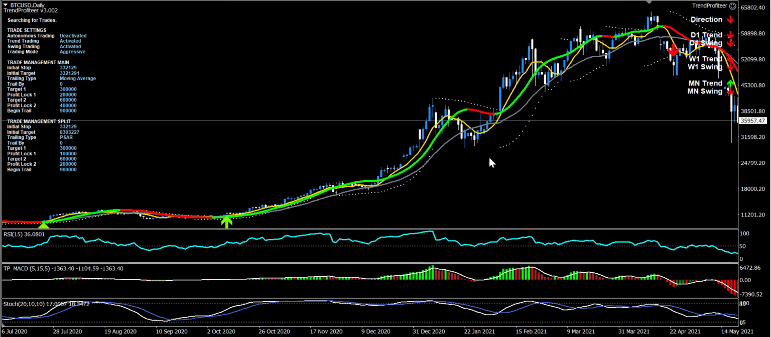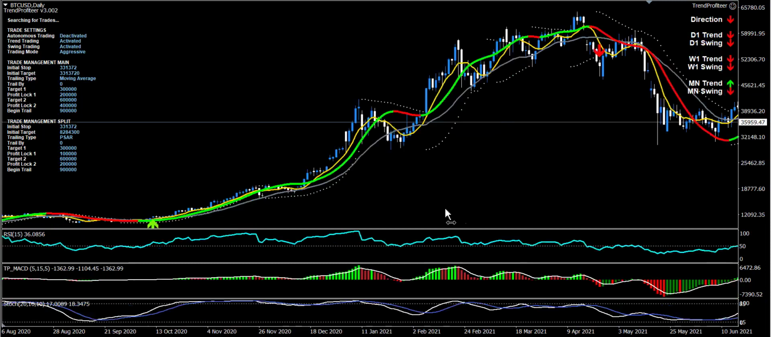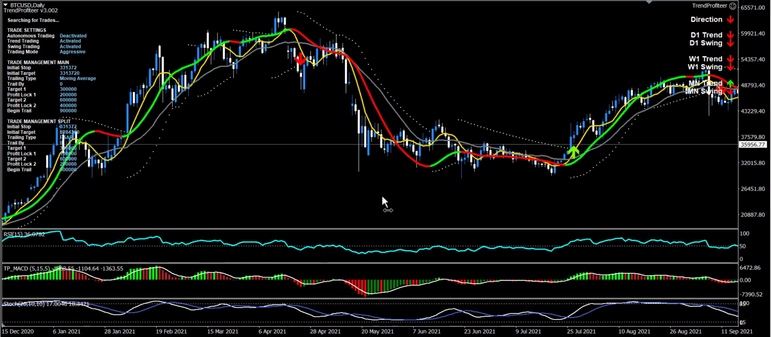Now, you probably would have got out around here because of the counter move, but it just depends on your stops. The good thing is the Trend Profiteer system does it all for you. So you can get in, get out, get in, get out. So let's look at this next one.